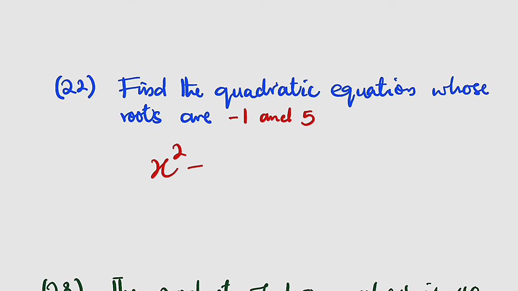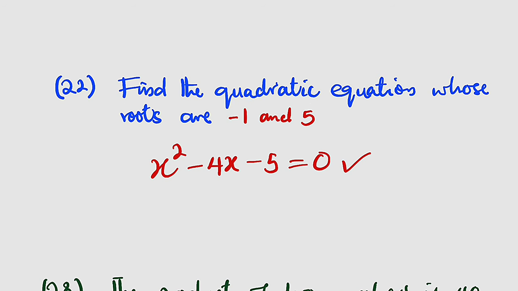Once you add -1 and 5, you're going to get 4. Then you attach x, then you multiply them together, that is this times this, that will give us -5. Then you set everything to be equal to 0, and hence this is the quadratic equation with these two roots.